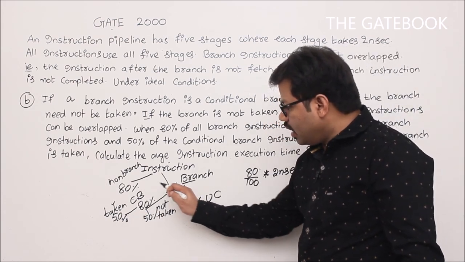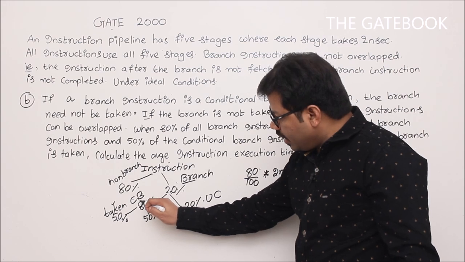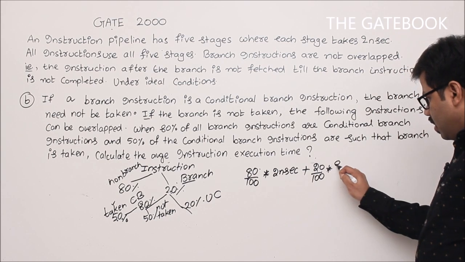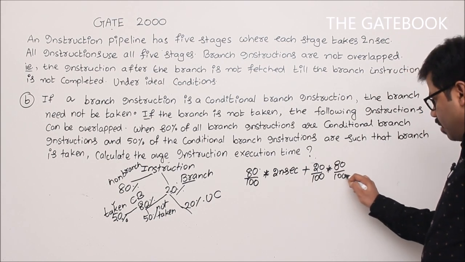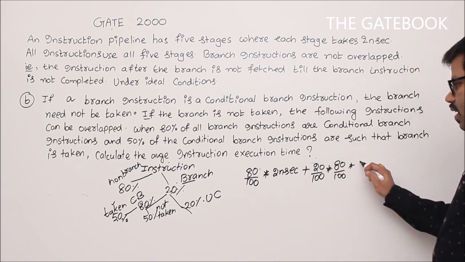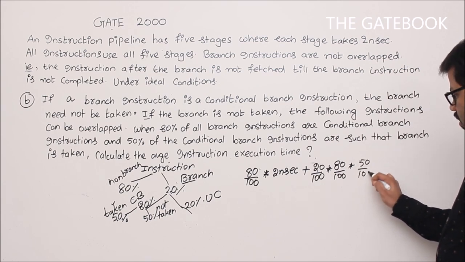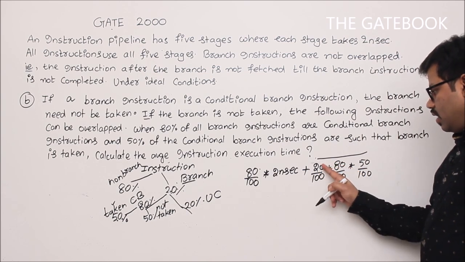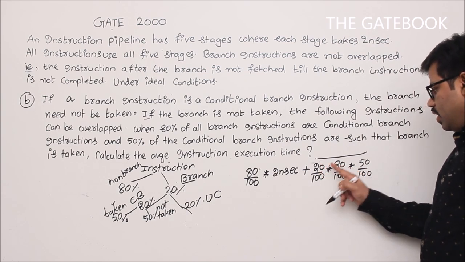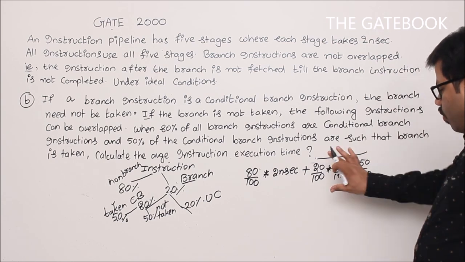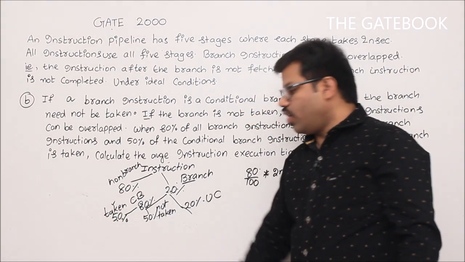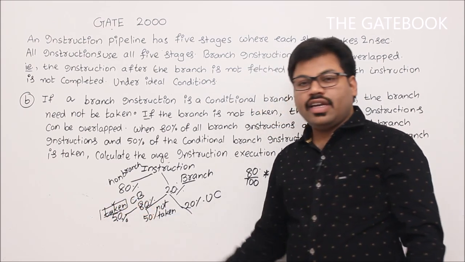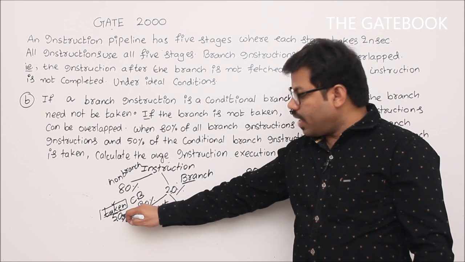On the 20%, among the 20%, 80%, and among this 80%, 50%. So what is this category? There are some instructions with probability 20% into 80% and 50%. For these many instructions, what is the penalty? First of all, we'll see the category. This is an instruction where it is a conditional branch, but where the branch is taken.